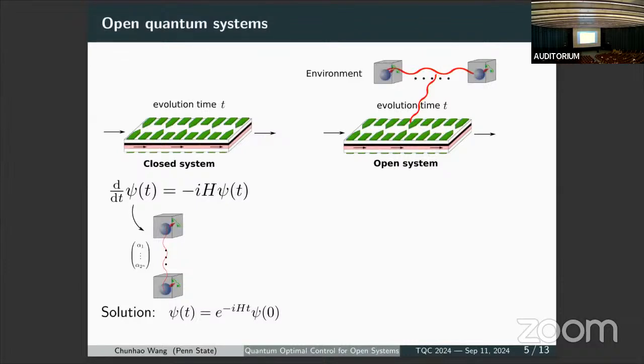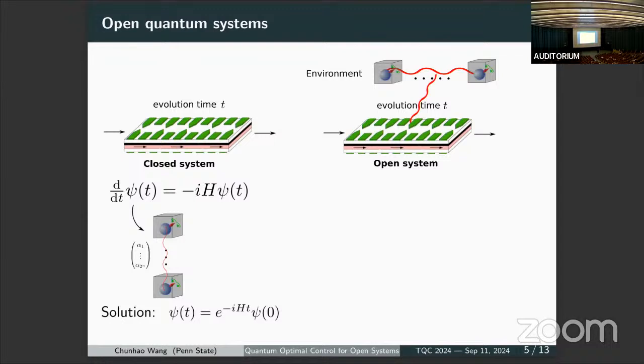This closed system or Hamiltonian evolution only exists in textbooks, but in reality, all systems are more or less interacting with the environment. If you believe the whole universe is a unitary process, then every subsystem is interacting with the environment. So it's not perfect. This open system is actually the correct model for modeling real-life quantum systems. And there are many regimes for this open quantum system.